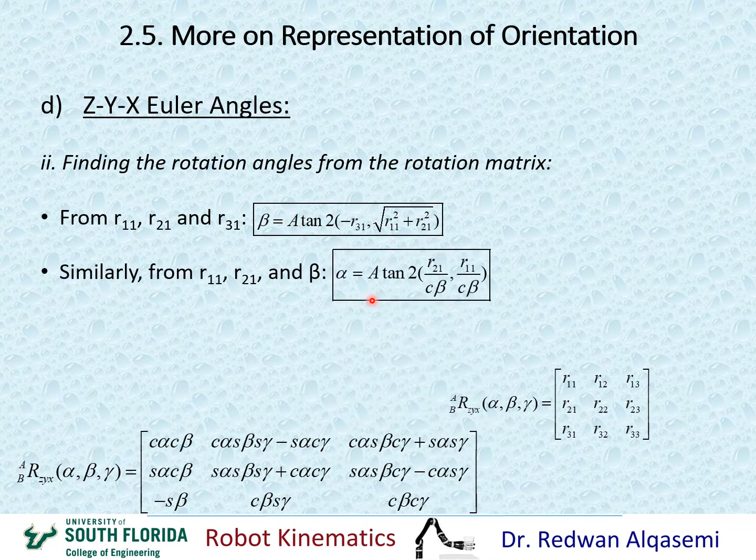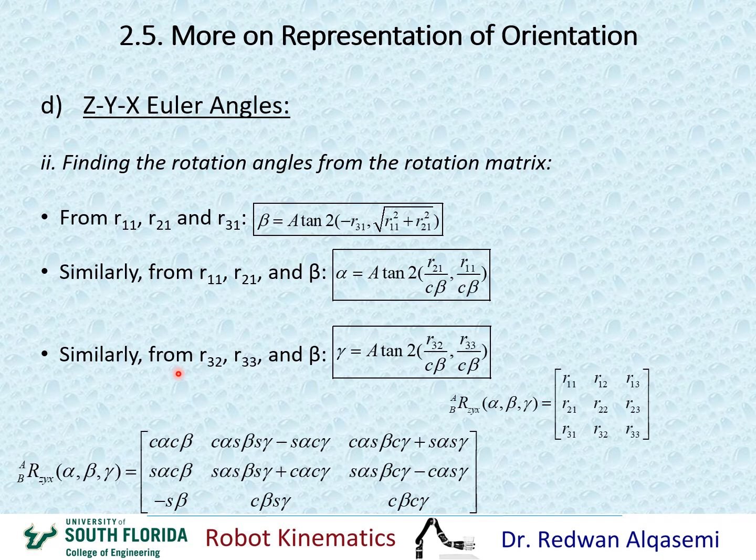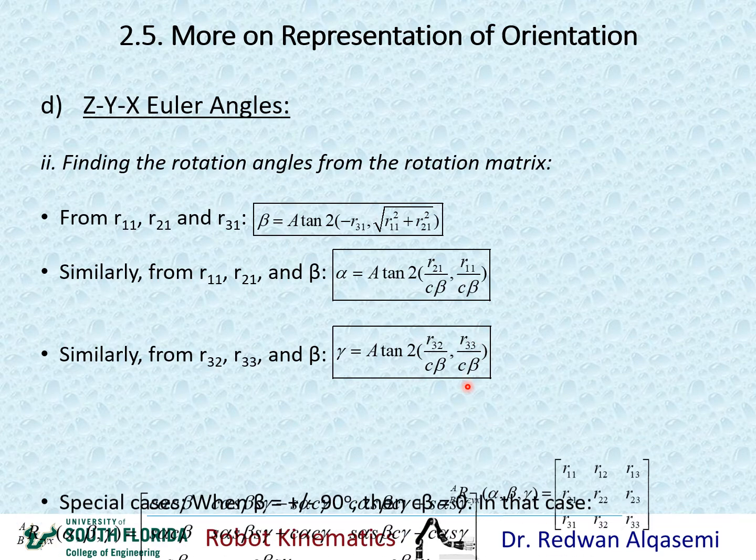Then similarly, using R11, R21 and the beta that we found here, we can find alpha to be atan2 of R21 divided by cosine beta and R11 divided by cosine beta. And similarly, from R32, R33 and beta, we can find the value for gamma, which is atan2 of R32 divided by cosine beta and R33 divided by cosine beta.